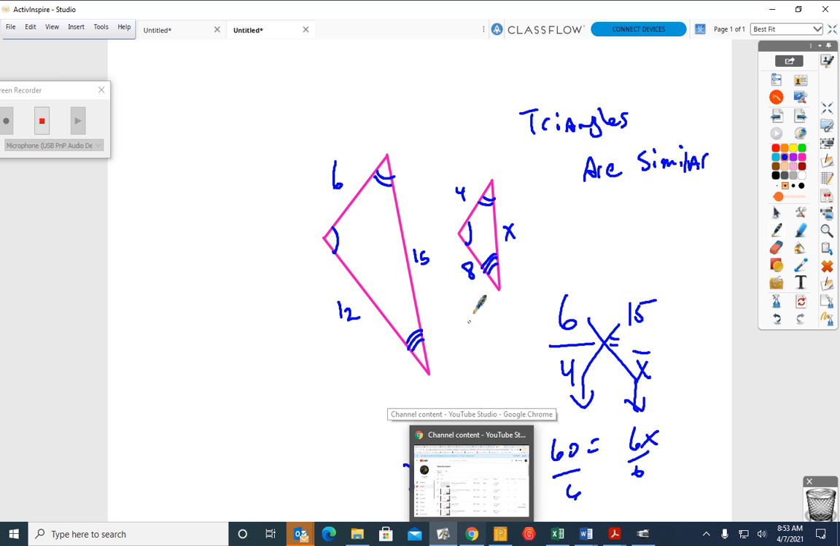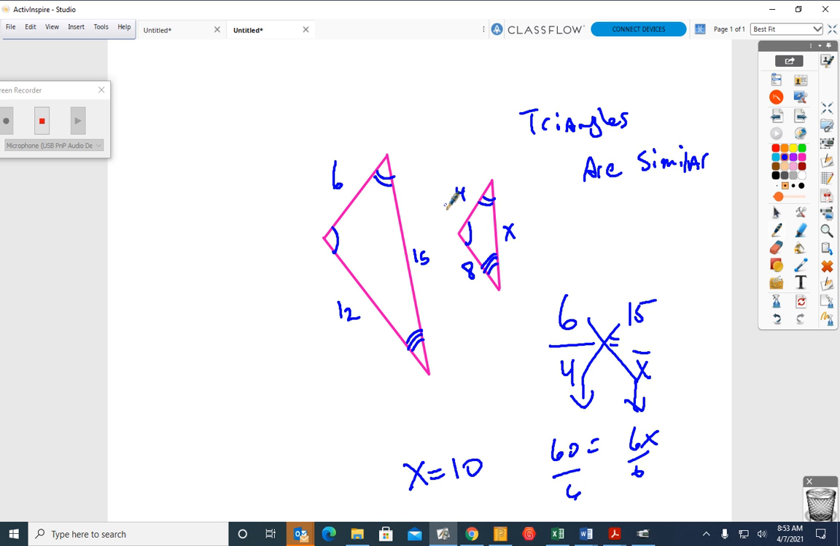Does that make sense how we found that? It's pretty simple once you get the hang of it. Yeah. All right? Okay, that's all I got.